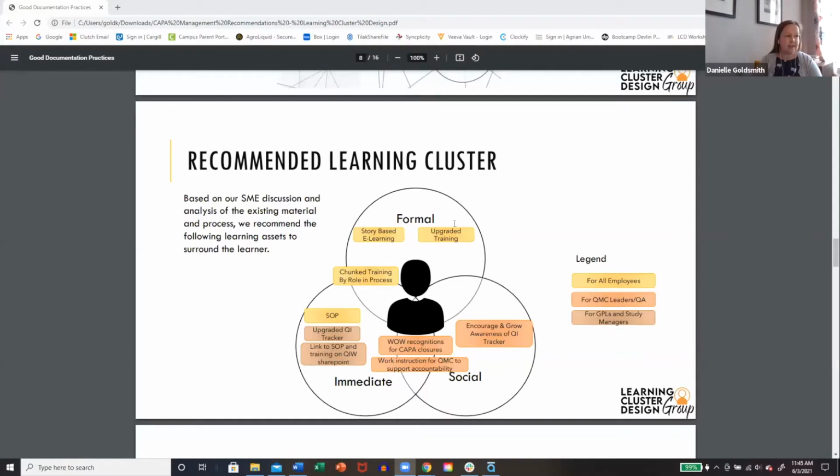And so you can see here that the upgraded training was what we went through that PowerPoint and really chunked it out and made it for me, put a lot of hyperlinks in there, just linking things together so the learner doesn't have to go searching for them every time.